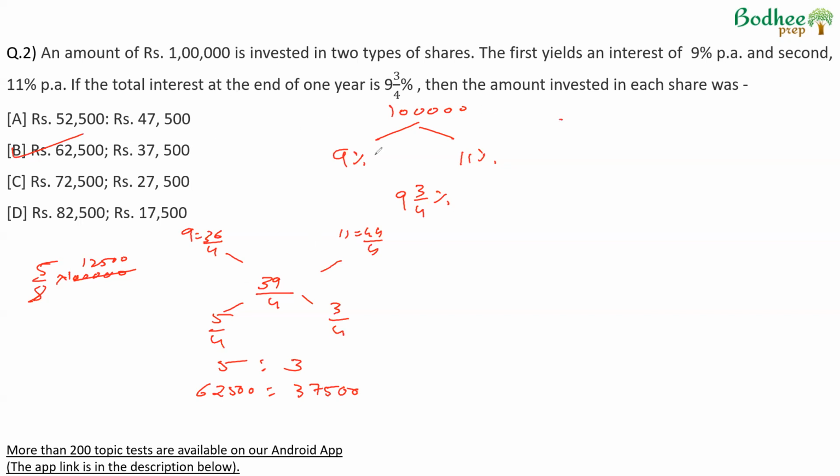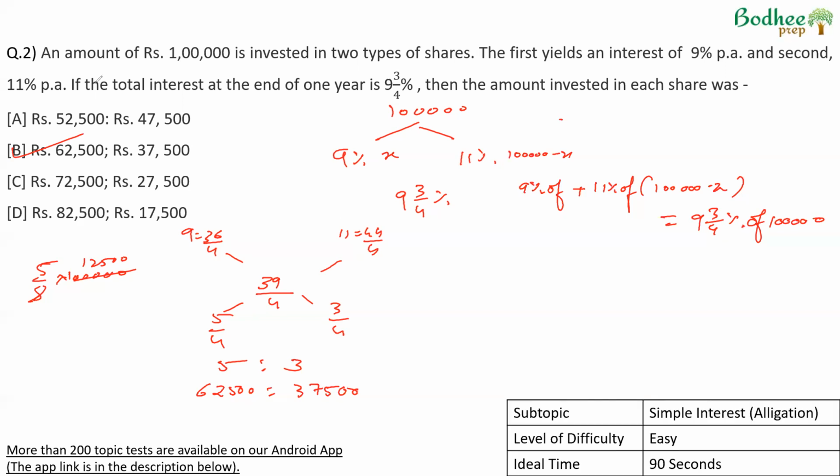Or what you could have done was you could have said, if the amount here is X, here it will be 1 lakh minus X, and therefore 9% of X plus 11% of 1 lakh minus X is equal to the overall rate, which will be 9 3/4% of 1 lakh. From here, we can solve for X. We'll still get 62,500 as the answer. Since it's an easy question, you can attempt it with simple interest or alligation, as you want. But again, solving time not more than probably 1.5 odd minutes.